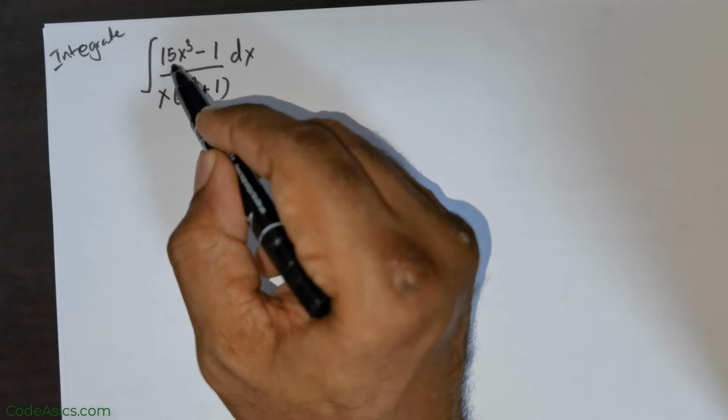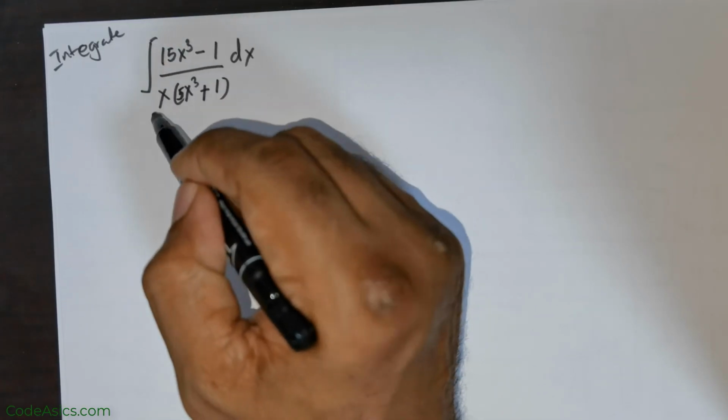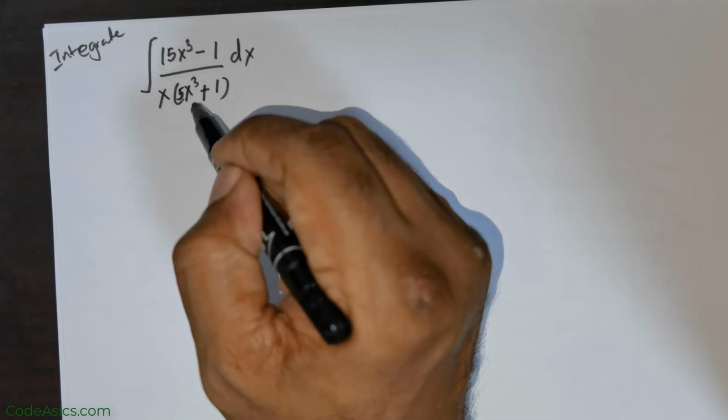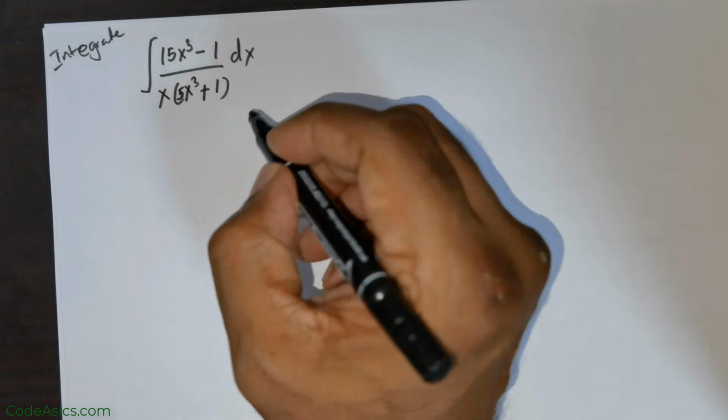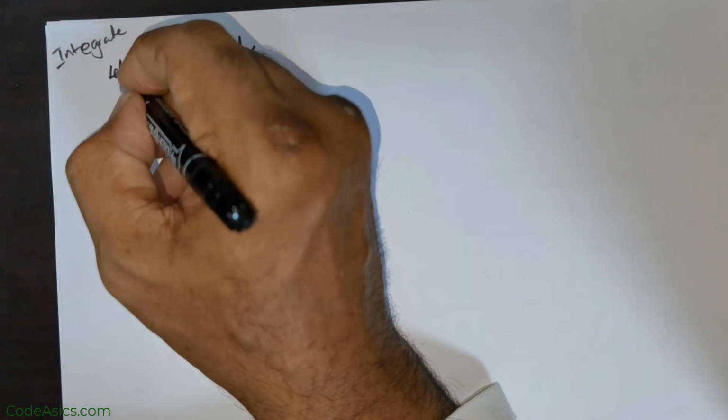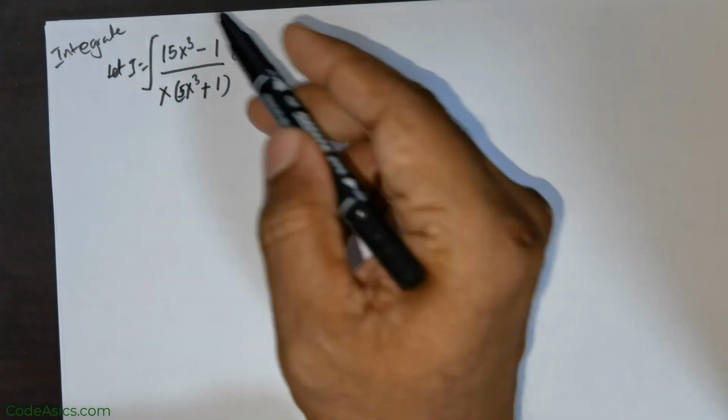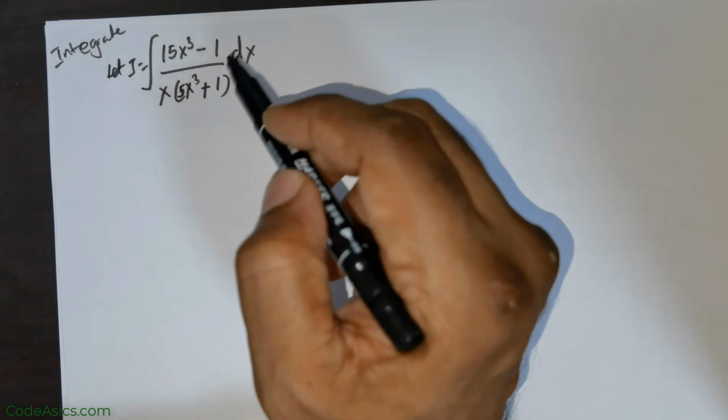Integrate 15x to the power of 3 minus 1 divided by x times 5x cubed plus 1 and the differential operator. Now we are expected to integrate this. Now let me take this to be I. Now this is a challenging question.